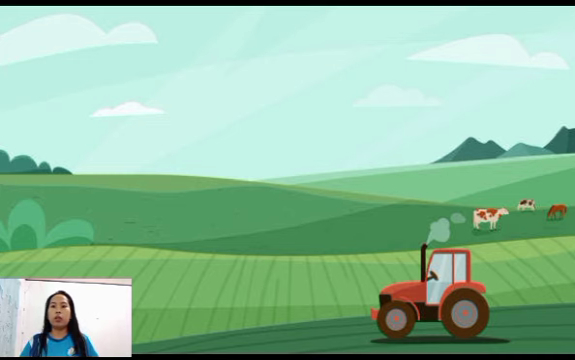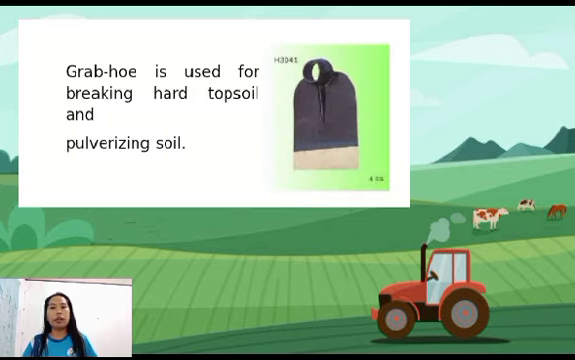The grab hoe is used for breaking hard topsoil and pulverizing soil. So the grab hoe is a tool specifically designed for breaking hard topsoil and pulverizing soil into finer particles.